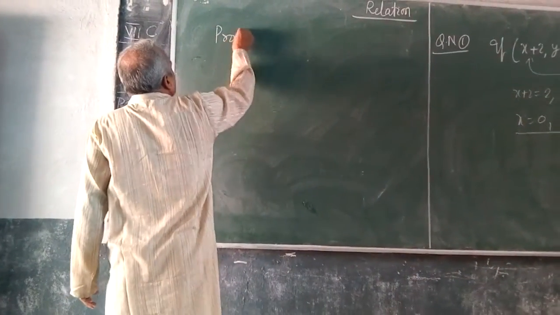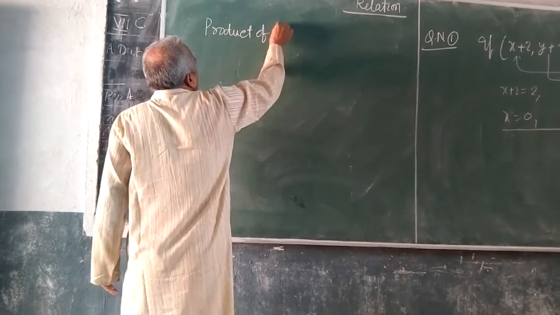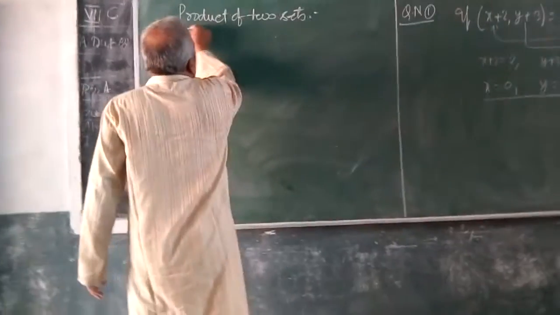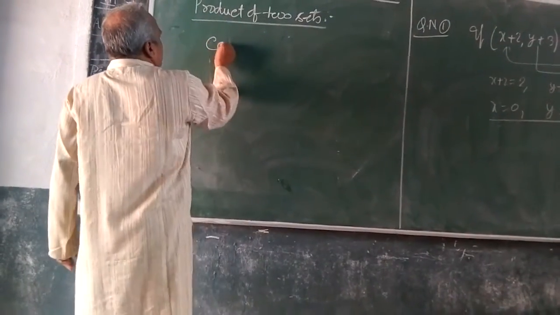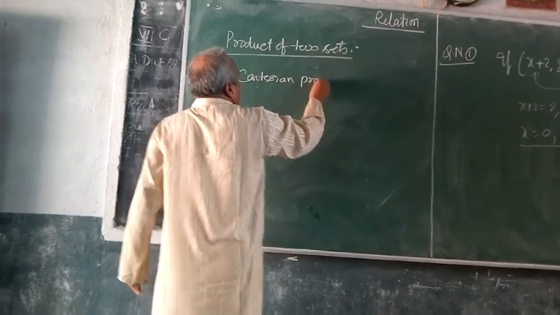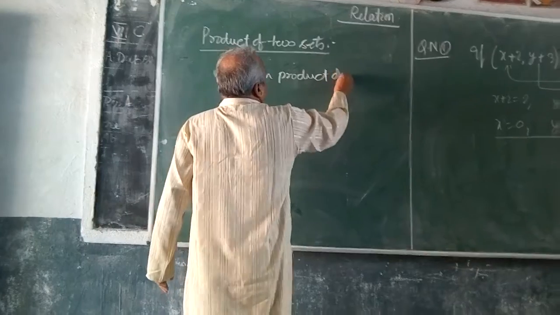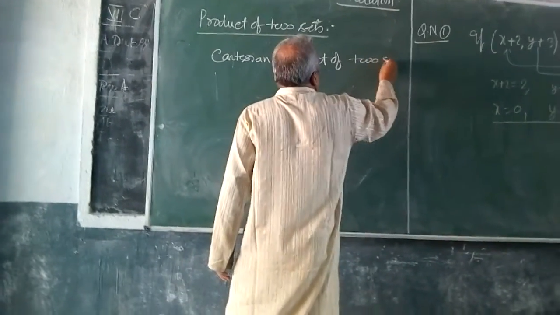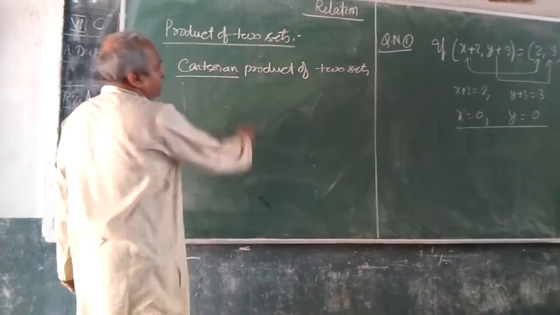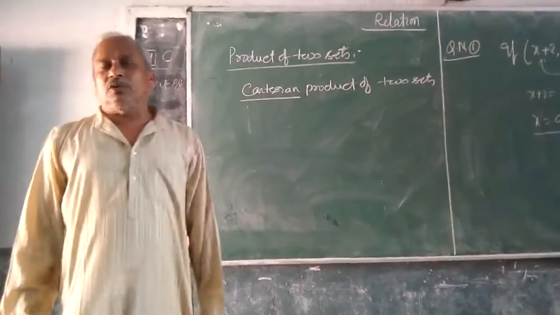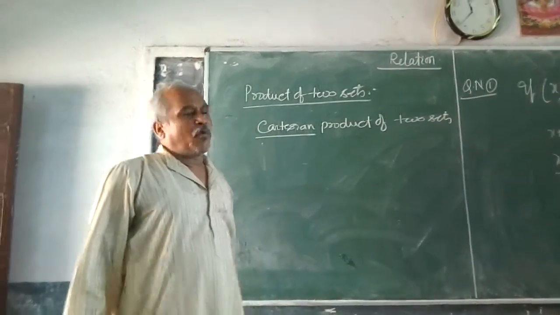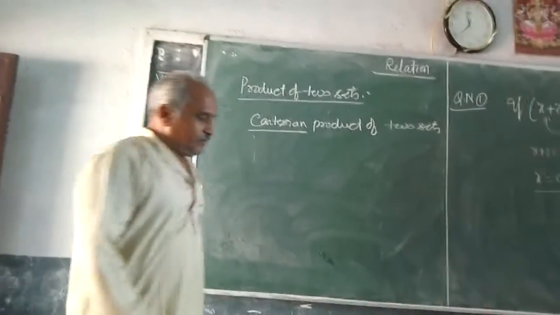Product of two sets. It is also called the Cartesian product of two sets. Look, René Descartes was the mathematician who had first developed this concept. That's why this product is sometimes also called the Cartesian product. Okay, or product of sets.